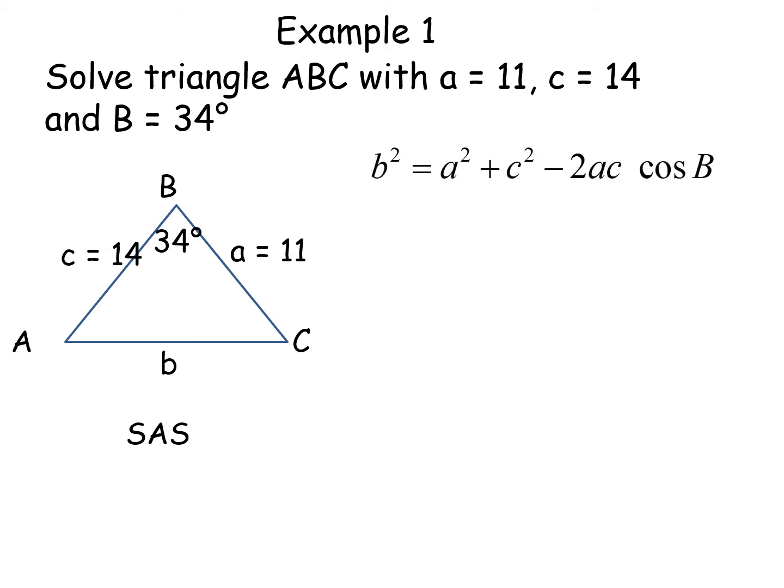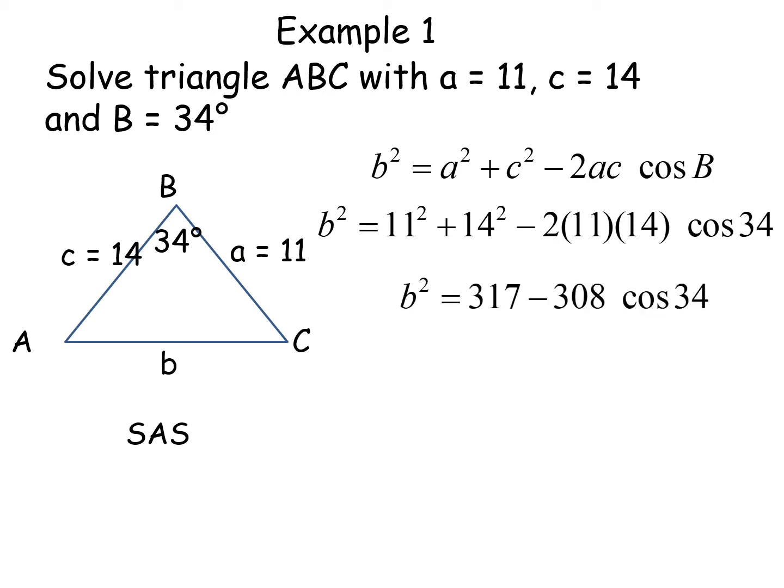I'm going to choose the one that's b squared because that's the side that I can solve for. I'm going to plug in all the information I know. So I know a is 11, I know c is 14, and then I'm going to say minus 2 times 11 times 14, and then the cosine of 34. I'm just going to simplify the numbers. I'm going to square 11 squared and 14 squared, add those together, and then multiply negative 2 times 11 and 14 to get negative 308. Please remember that I cannot subtract 317 minus 308 because it is being multiplied by the cosine of 34.